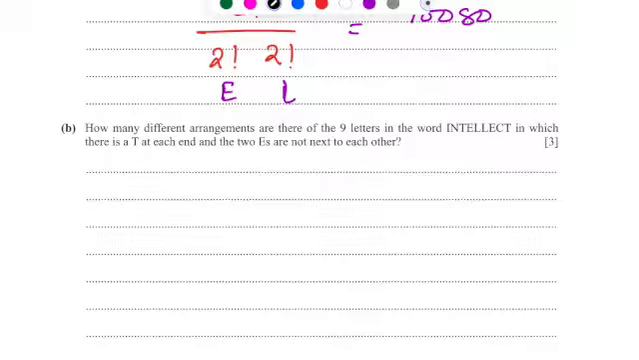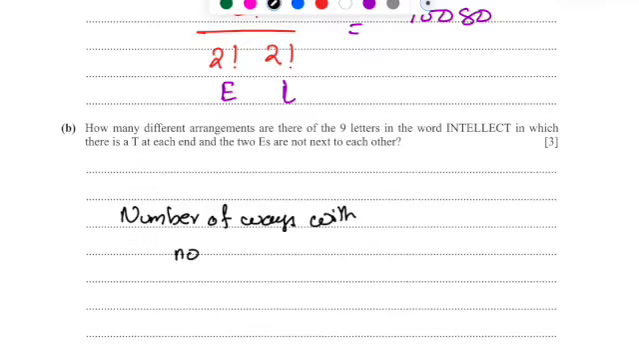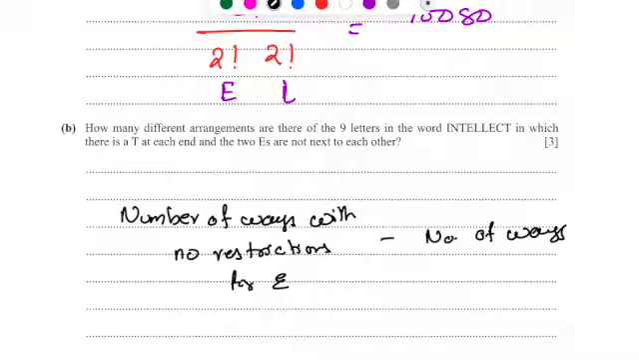How many different arrangements are there for the 9-letter word intellect in which there is a T at each end and 2 E's are not next to each other? So what am I going to do? E's are not next to each other. So the simple method is I'm going to do the number of ways with no restrictions for E minus the number of ways with E's together, which will become E's not together.